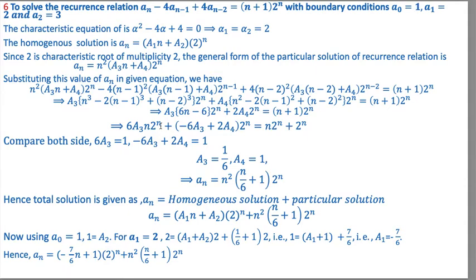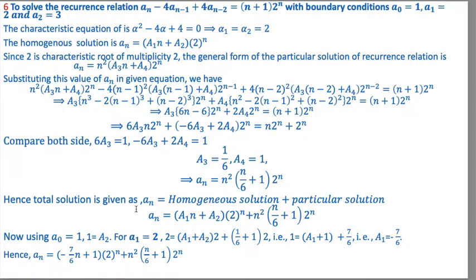If we compare the like terms on both sides, we get 6a3, coefficient of n into 2 raised to n. 6a3 is equal to 1, coefficient of this term is 1. Minus 6a3 plus 2a4 equal to 1, coefficient of 2 raised to n. So it means a3 equal to 1 upon 6. Substitute a3 equal to 1 upon 6 here. This is minus 1. If we shift to this side, 2a4 equal to 2, means a4 equal to 1. Therefore, an is equal to n square into n upon 6 plus 1 into 2 raised to power n. This is the particular solution and this is the homogeneous solution.